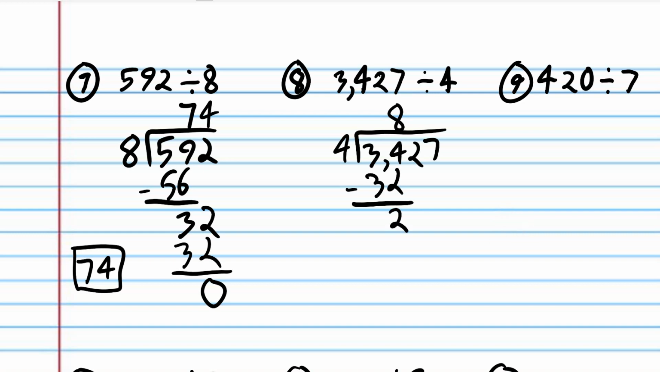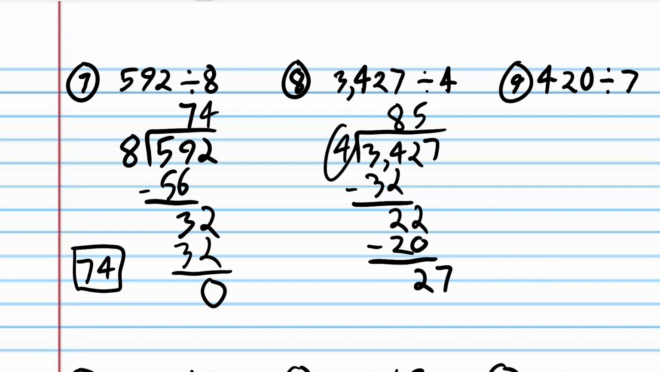And as usual, bring down the next number. How many times does 4 go into 22? It goes in 5 times, because 4 times 5 is 20. 22 minus 20 is 2. And as always, bring down the next number.